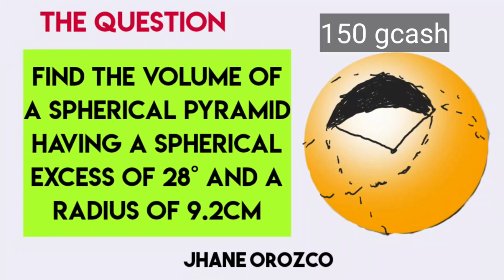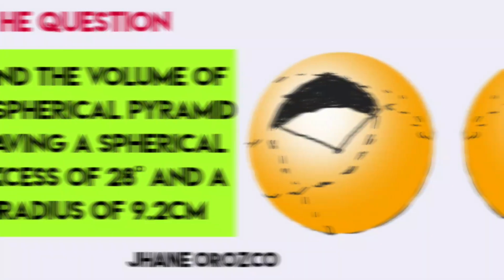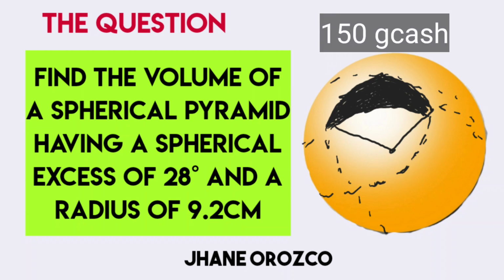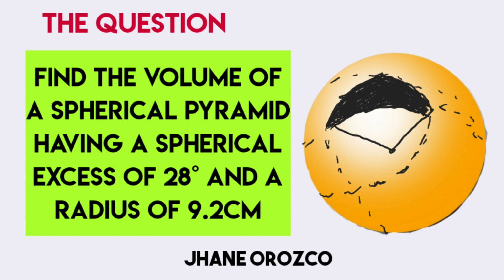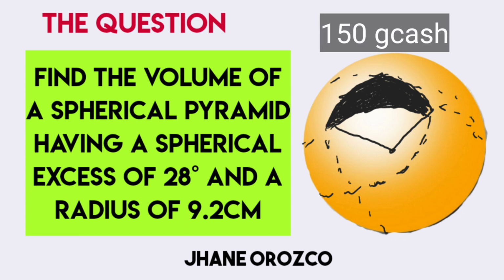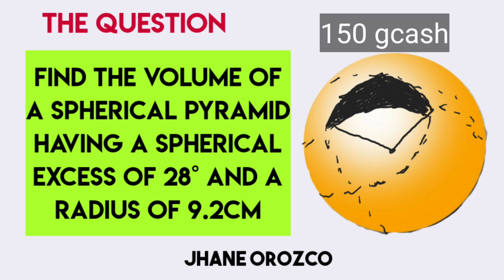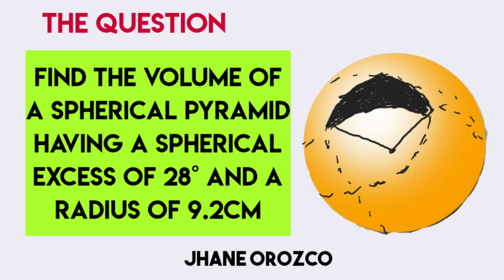Find the volume of a spherical pyramid having a spherical axis of 28 degrees and a radius of 9.2 centimeters. Again, find the volume of a spherical pyramid having a spherical axis of 28 degrees and a radius of 9.2 centimeters. This is the question to be answered here in the Premier chat box.